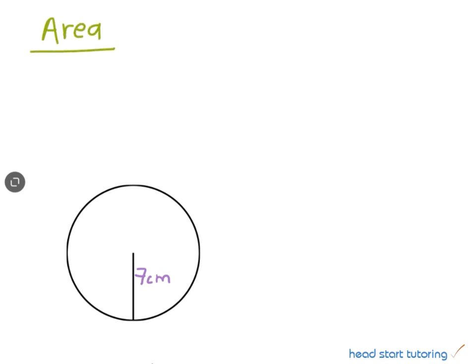If we would like to work out the area of a circle, we need to understand and remember what the formula for the area of a circle is. So the formula for the area of a circle is equal to pi r squared. And pi r squared is equal to pi times r squared. And remember that that's squared.